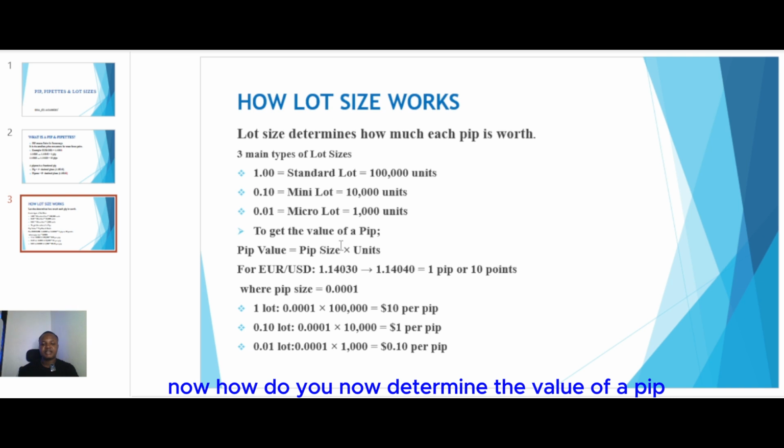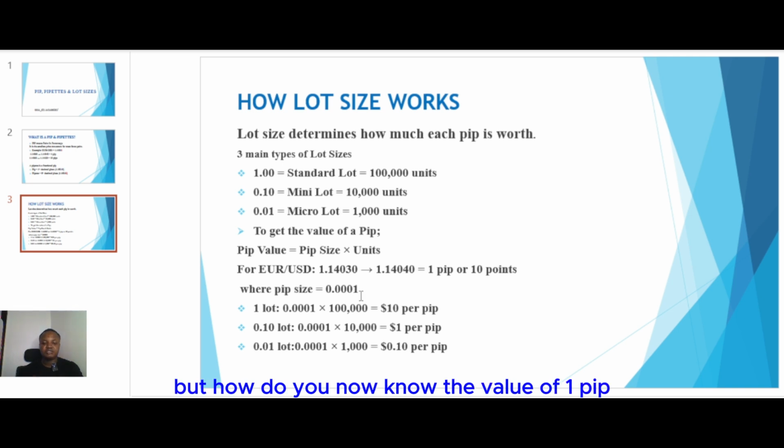Now, how do you determine the value of a pip? Let's use Euro US dollar as our currency pair, and this is the quoted price movement. The price moved from 1.1403 to 1.1404, which is just one pip. If you subtract 1.1403 from 1.1404, it will give you 0.0001, which is also known as one pip.